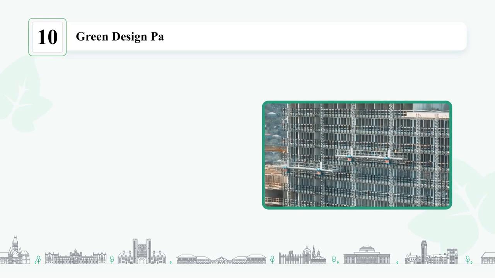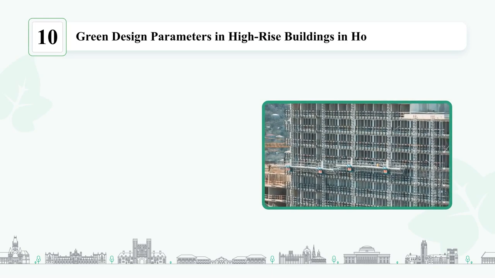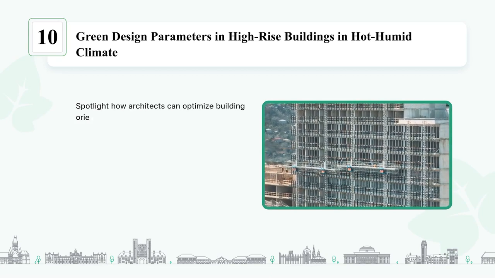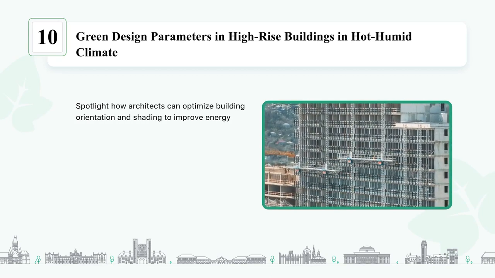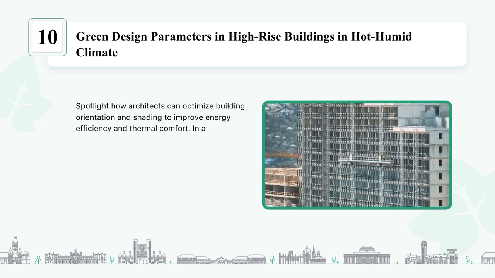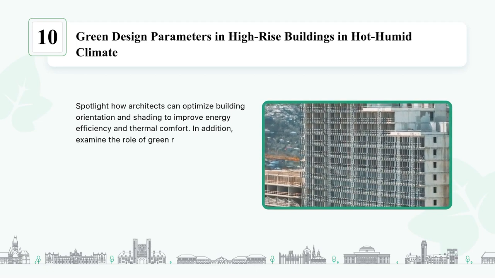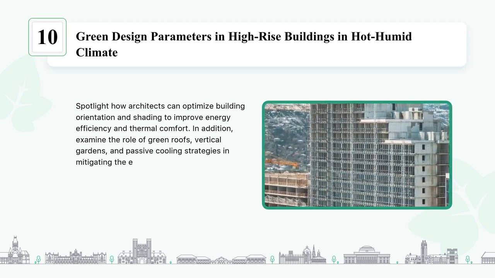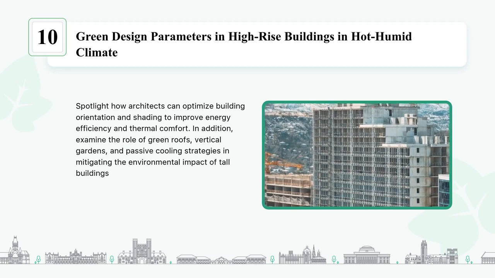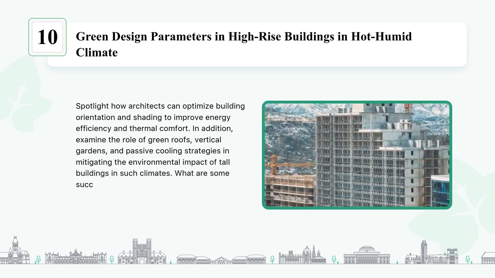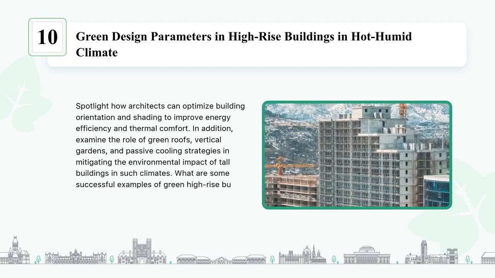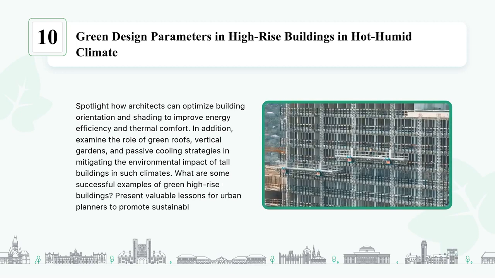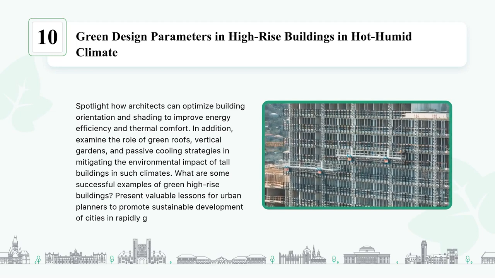Green design parameters in high-rise buildings in hot-humid climate. Spotlight how architects can optimize building orientation and shading to improve energy efficiency and thermal comfort. In addition, examine the role of green roofs, vertical gardens, and passive cooling strategies in mitigating the environmental impact of tall buildings in such climates. What are some successful examples of green high-rise buildings? Present valuable lessons for urban planners to promote sustainable development of cities in rapidly growing metropolitan areas.